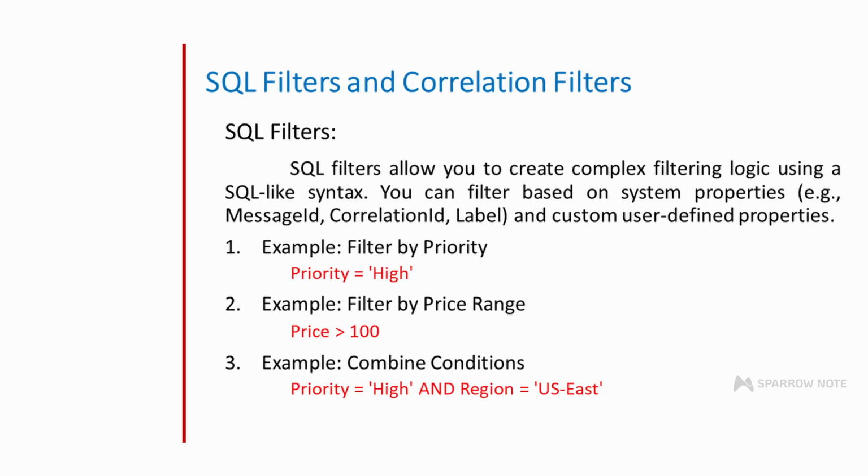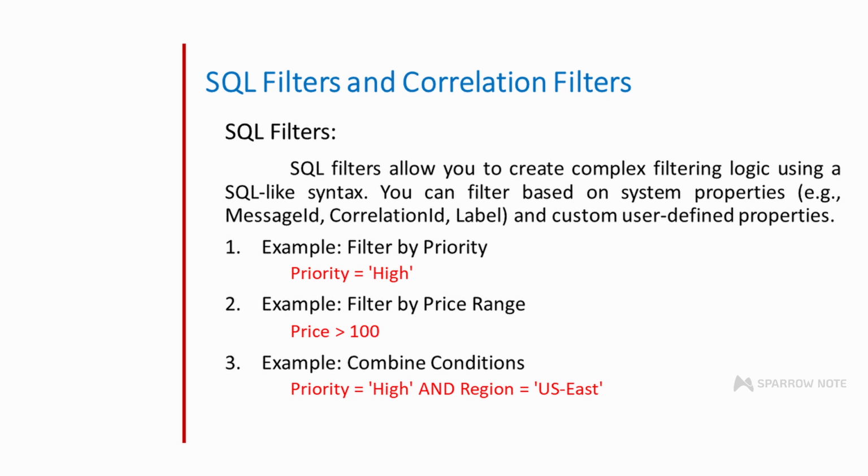SQL filters allow you to create complex filtering logic using a SQL-like syntax. You can filter based on system properties and custom user-defined properties. Let's look at some examples. Suppose you have a custom property called priority and you want a subscription to receive only high priority messages. So we can do priority = 'high'. If you want to filter messages where the price is greater than 100, then we can do it like this.